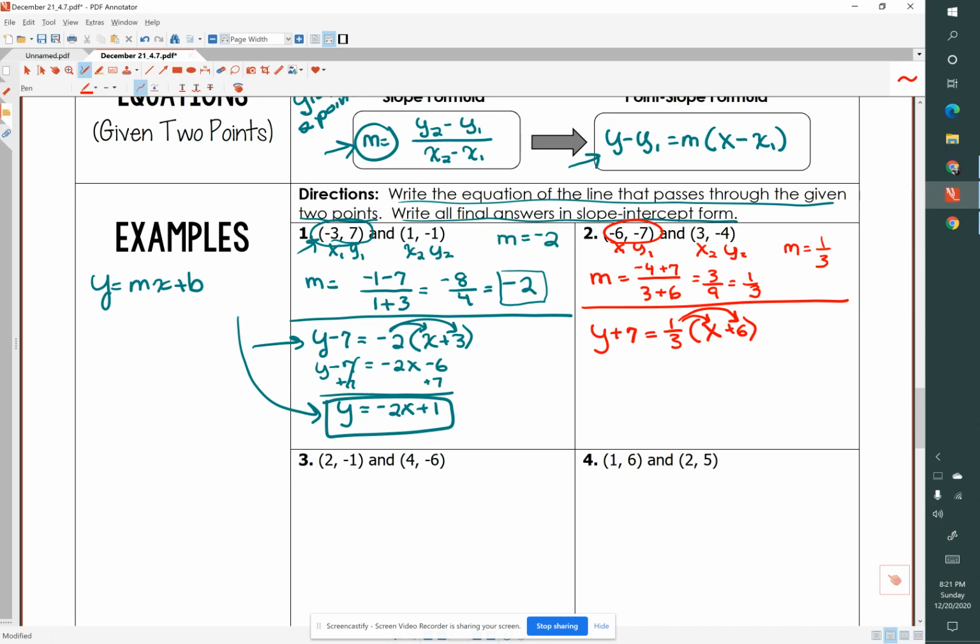So now we distribute. So we have y plus 7 equals 1/3 x. And 1/3 of 6 is 2. And now we just need to subtract 7 from both sides. And y equals 1/3 x minus 5. That's the final answer.